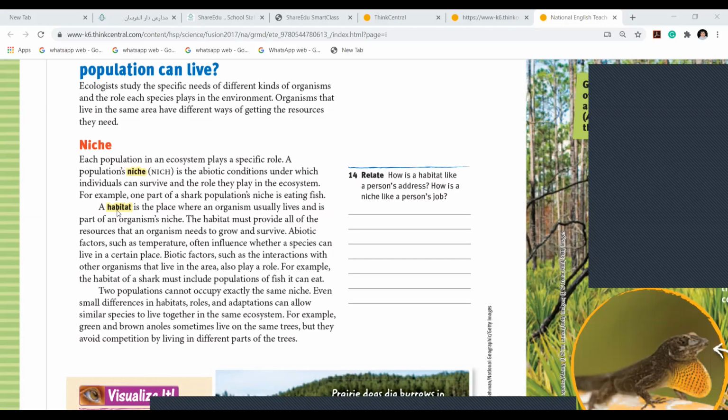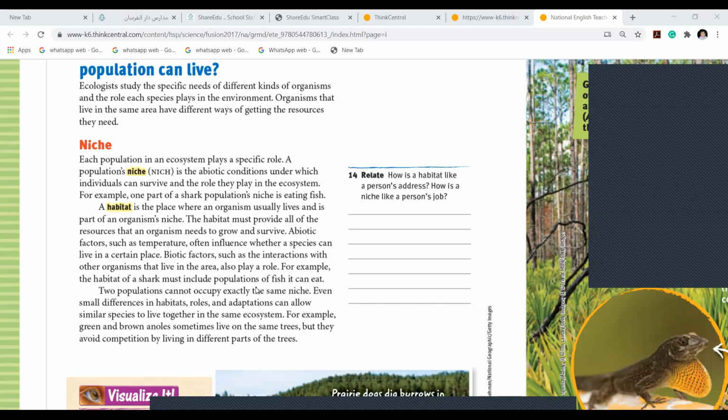Habitat, I don't need to explain much. You know that. Any organism, where it lives, that is called its habitat. Now, abiotic factors such as temperature influence whether a species can live in a certain place or not. Biotic factors such as interaction with other organisms that live in the area also play a role. For example, the habitat of a shark must include populations of fish. The population of fish must be there where the sharks are, because it's their nature. So the habitat must include their prey. If they don't have the things they eat, they cannot complete their niche.